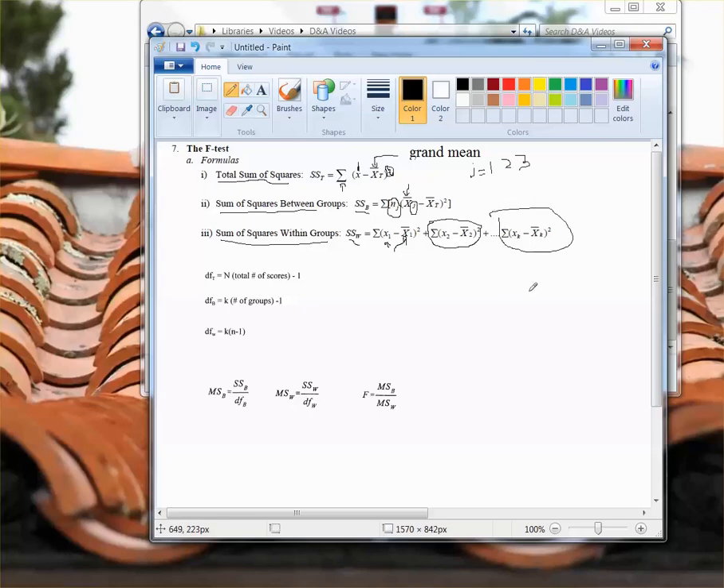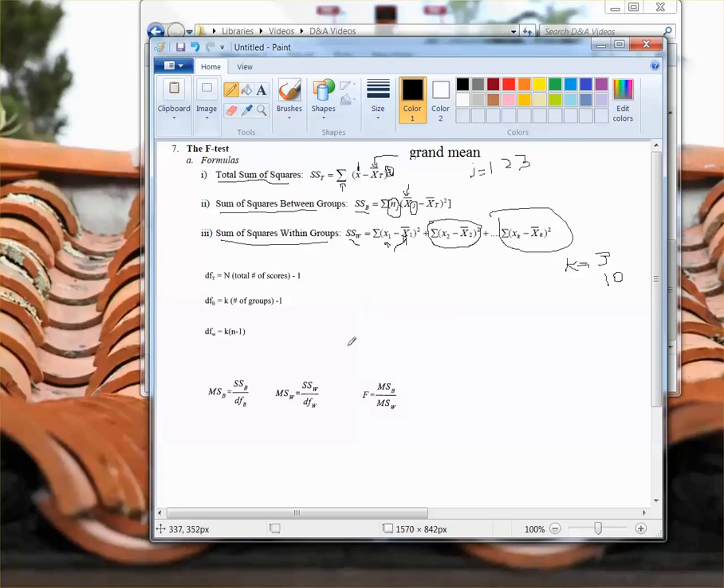which is why you have the sum out to k, because k represents the number of groups. So if we had 3 groups, k would equal 3. If we had 10 groups, k would equal 10. K represents the number of groups. Okay? So those are the basic quantities. We're going to continue to work with them here in just a second, but we also need degrees of freedom.